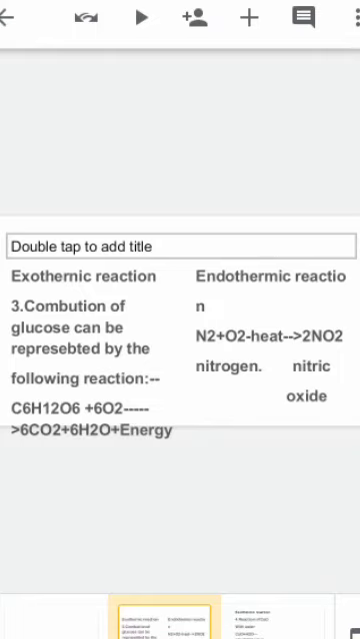Here in glucose, 6 atoms of carbon and 12 atoms of hydrogen and 6 atoms of oxygen react with 6 molecules of oxygen, and as products it gives 6 molecules of carbon dioxide and 6 molecules of water plus energy.